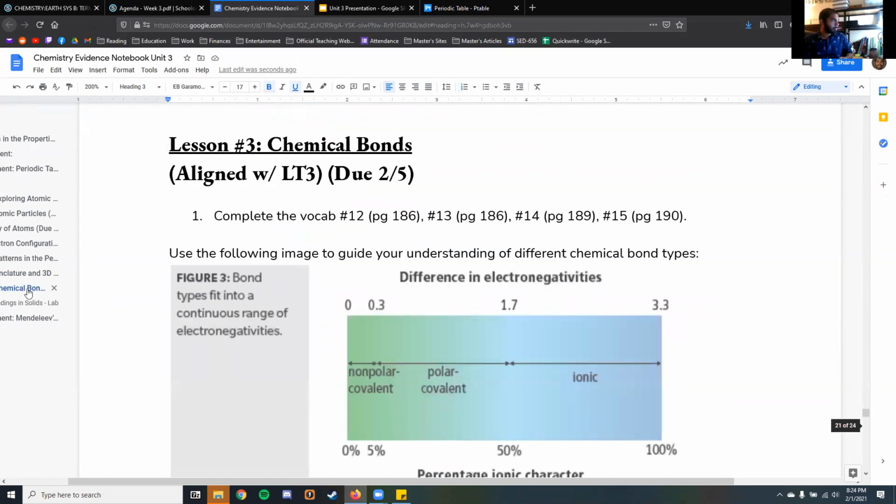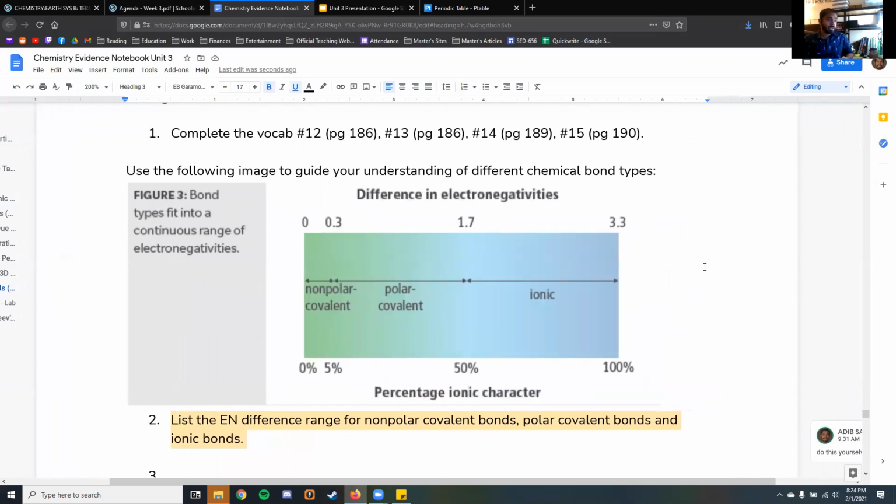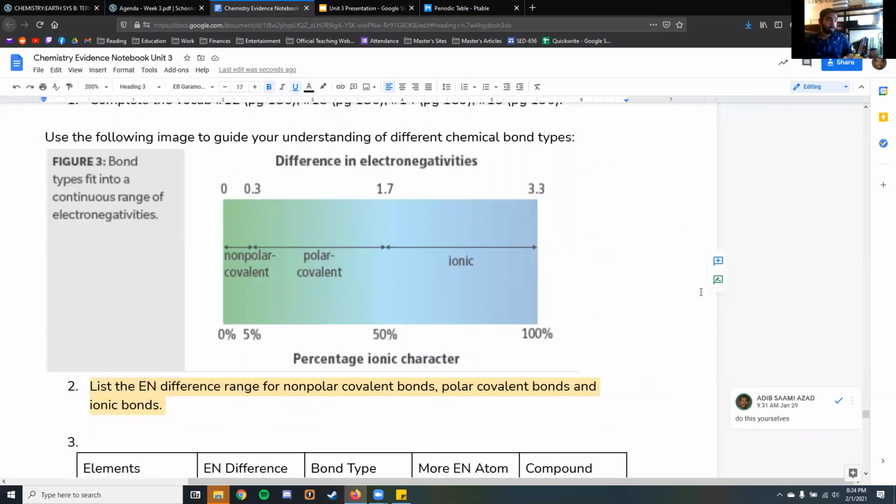Now, let's look. In lesson 3, we have this much assignment to do, and this is pretty much all you guys. So with this image, this is probably one of the best images you'll have here to figure out what kind of bonds you're looking at. And the type of bond that is created really does impact the properties of the chemical or the molecule that is also created. And so for number 2 here, you want to list these electronegative differences, right?